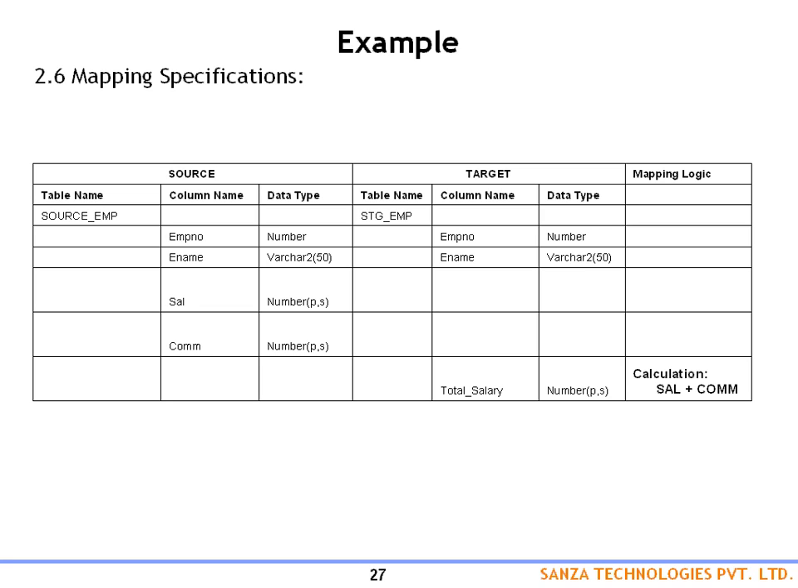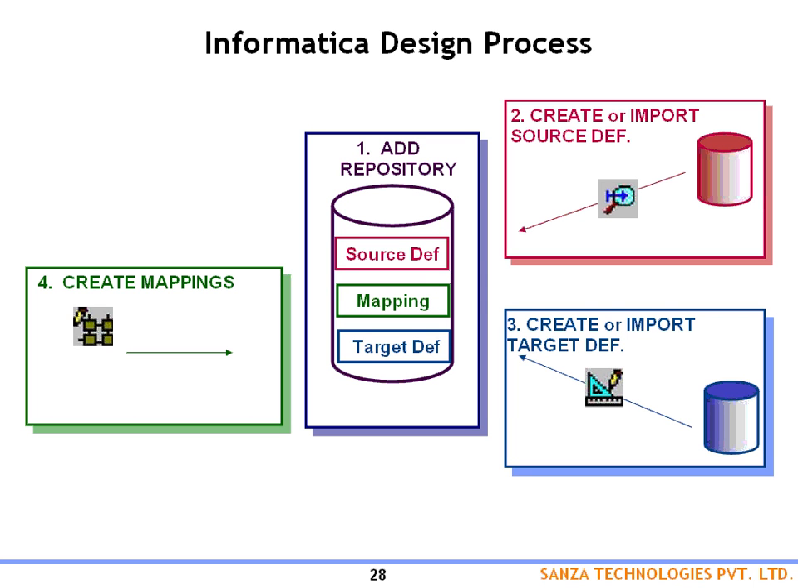So in this training program, we have the source_EMP table, and we load the data into the STG_EMP table: employee number of the source to employee number of stage, and e-name to e-name, but we need to calculate salary plus commission to be loaded into total salary. So this is the requirement of the program, or the mapping specifications, or ETL specifications. Now let us come to the design process of Informatica.